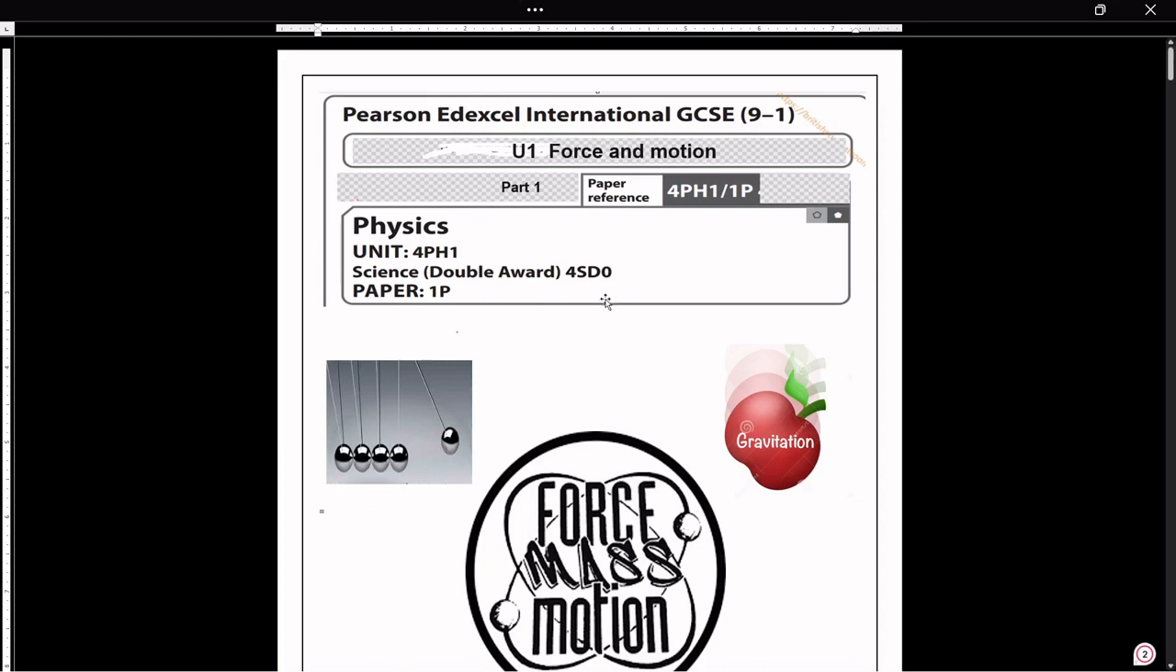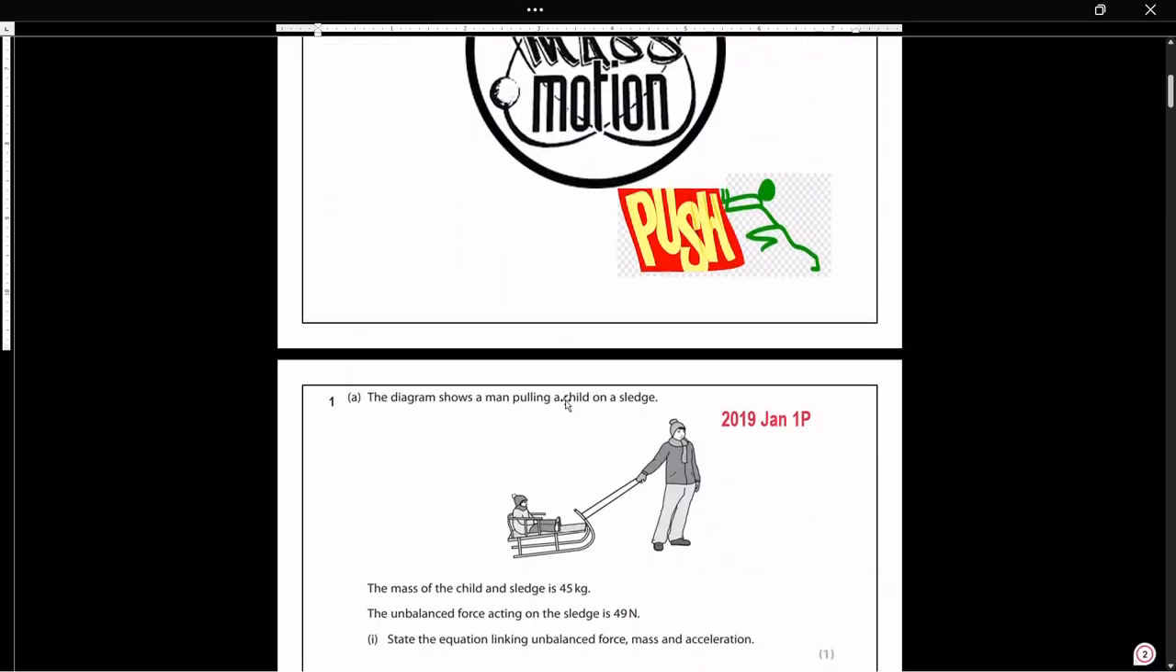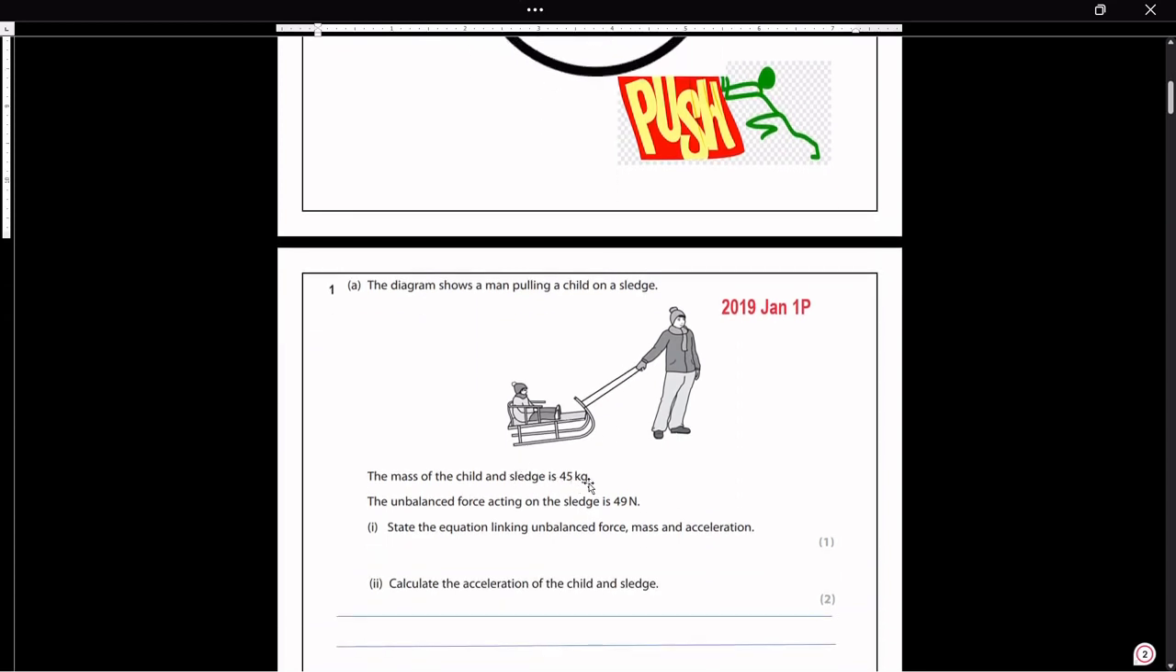I shall show you how to answer these questions. So let's start with question number 1. The diagram shows a man pulling a child on a sledge. The mass of the child is given and the unbalanced force acting on the sledge is given.